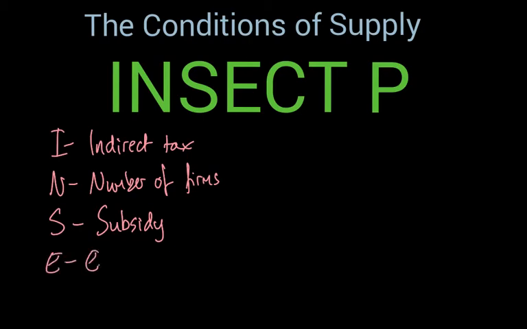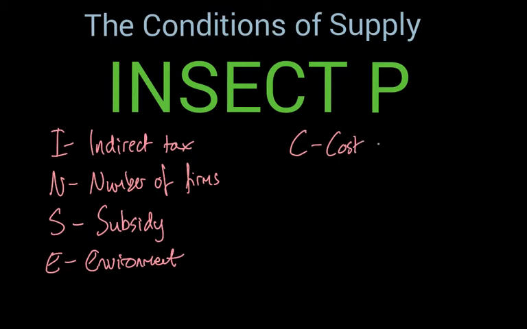E stands for environment. And by environment, we may well mean things like weather, for instance, if it's an agricultural product that we're talking about, but also things like a natural disaster and so on. They would impact on supply. So E are environmental factors that affect firms' ability to produce.